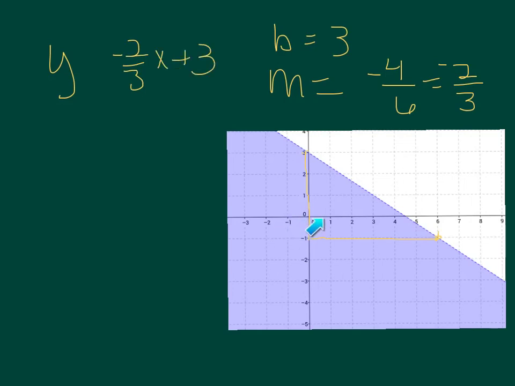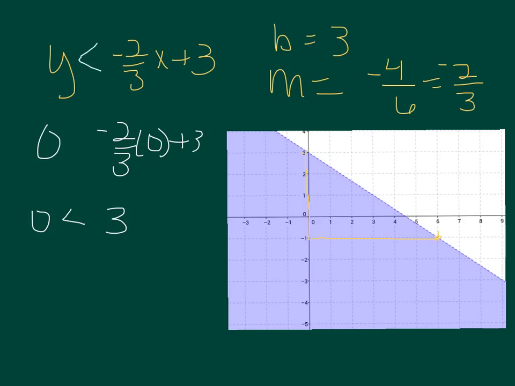All right, 0, 0 is shaded, so I want it to be a true statement, so let's go ahead and plug in 0, 0. So 0 and 3, I want a true statement. 0 is less than 3. All right, so I know I'm going to have a less than. This is a dashed line, so I'm not going to have the or equal to, so there's my inequality.